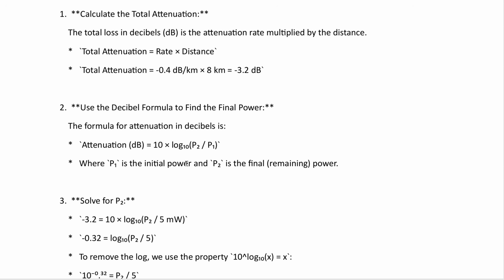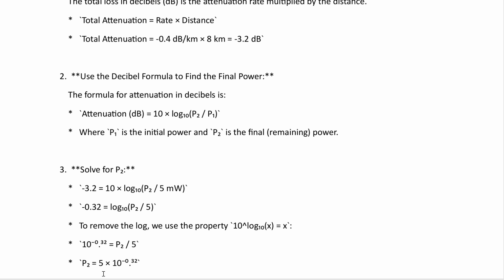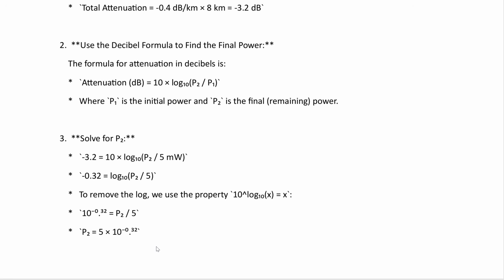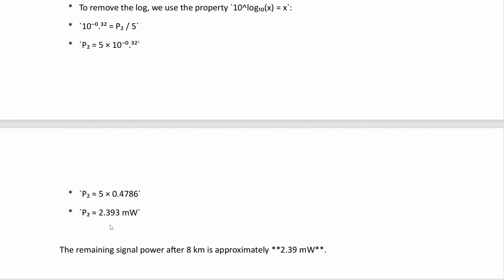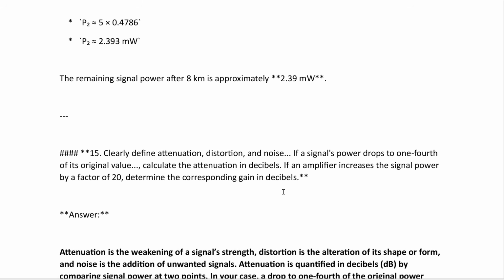And 10 into log 10 P2 we have to determine, and in the question itself P1 is given as 5 milliwatts. So by substituting all these values, we can determine the value of P2 as 5 into 10 to the power minus 0.32, right? This is power in watts. You can convert it further into milliwatts. So the answer is P2 equal to 2.39 milliwatt. So we have successfully solved this question, right?